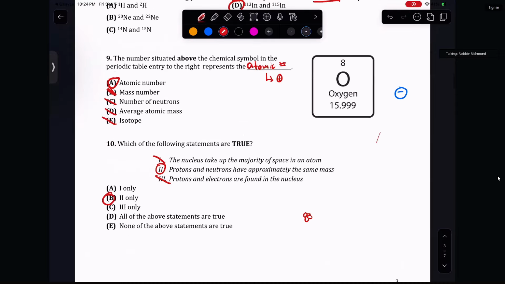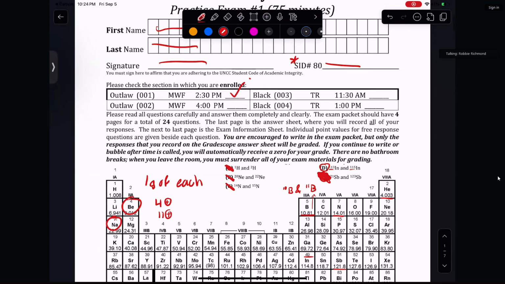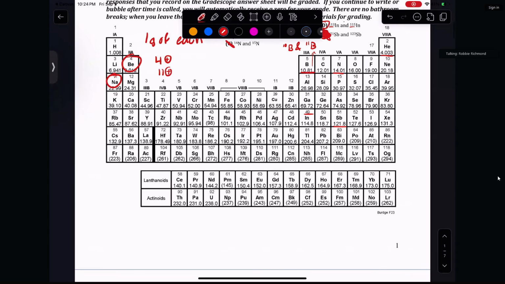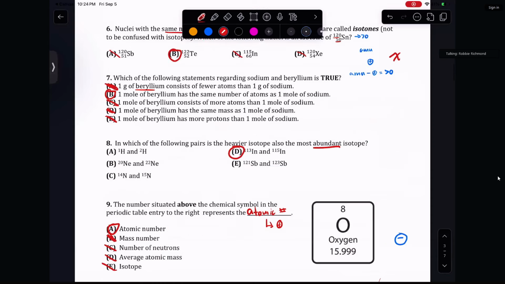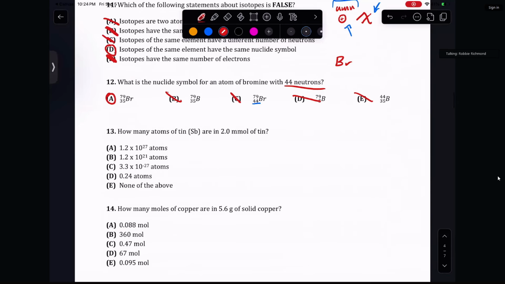So 44 plus whatever the amount of protons bromine has, and that should be the weight, or AMU, that's on the top. So 44 plus 35 is 79. Let's look at that number again, 79, cool.